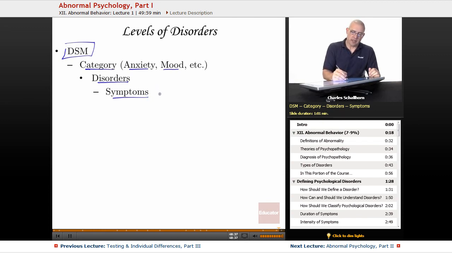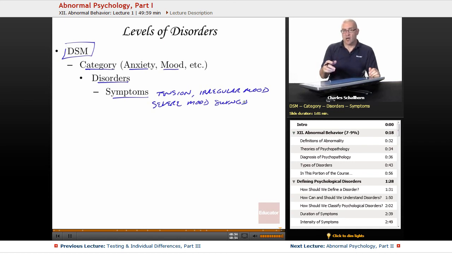And we're going to have symptoms like tension or irregular mood or severe mood swings. So these are going to be some symptoms that we will see. So we're going to have to distinguish as we go through these disorders, distinguish between symptoms, disorders, and categories. Categories, disorders, and symptoms. And so I'll be making lots of references to this idea in the issues to come.